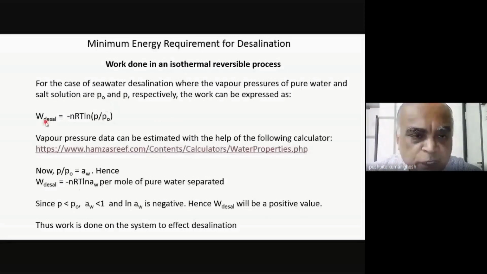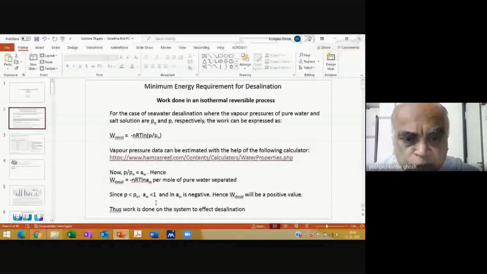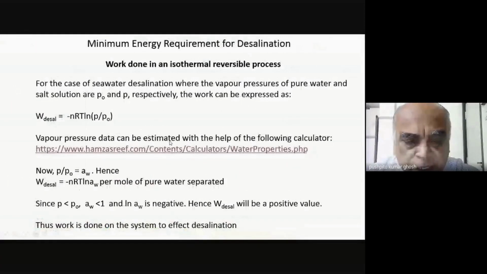So you can see that therefore this ln term will be negative, and the work term will be positive. Okay, which means that you have to do work on the system to effect desalination. Now, this vapor pressure data is there in handbooks where you can find it, but you can also go to, for example, this online calculator.